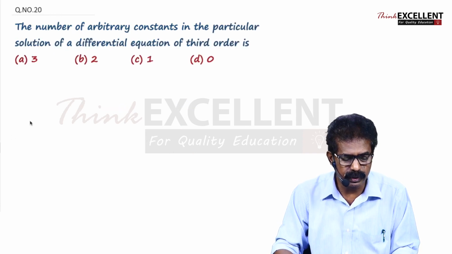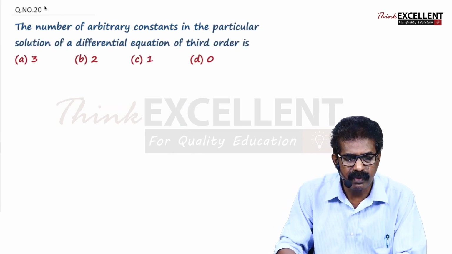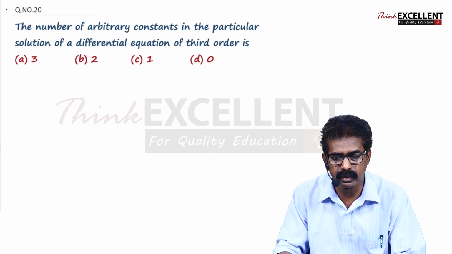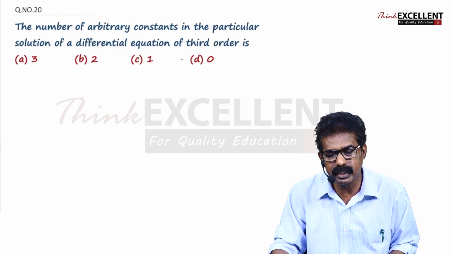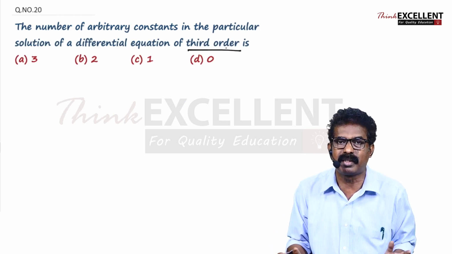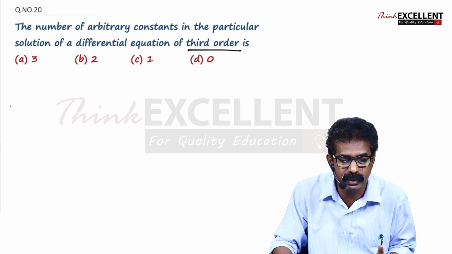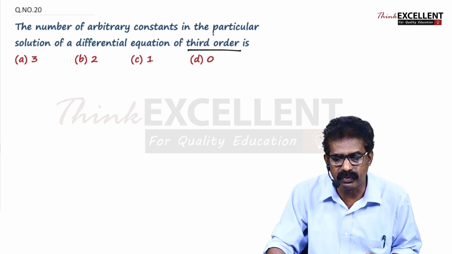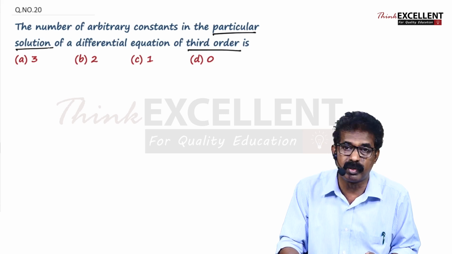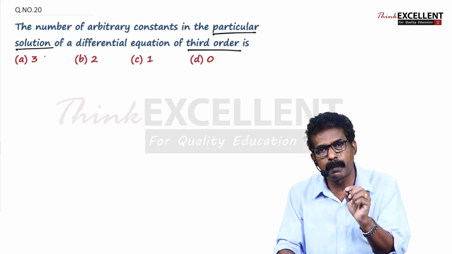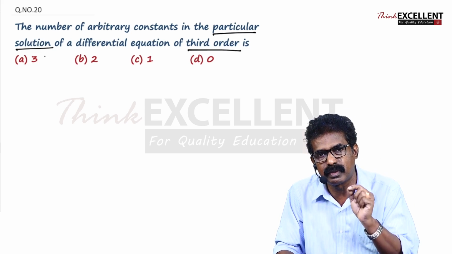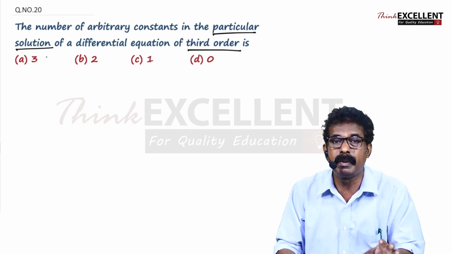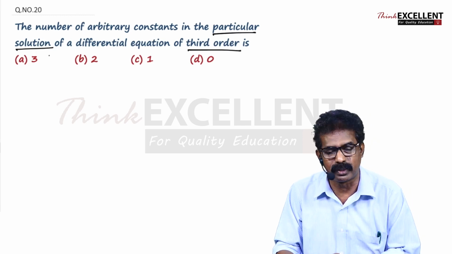Now question number 20. The number of arbitrary constants in the particular solution of a differential equation of third order. By seeing that the order is 3, we may think the arbitrary constants must also be 3. But this is a particular solution. If it were a general solution, arbitrary constants would be there. A particular solution is a particular one: for the arbitrary constants we give some value, and that is called a particular solution. There won't be any arbitrary constant in a particular solution.